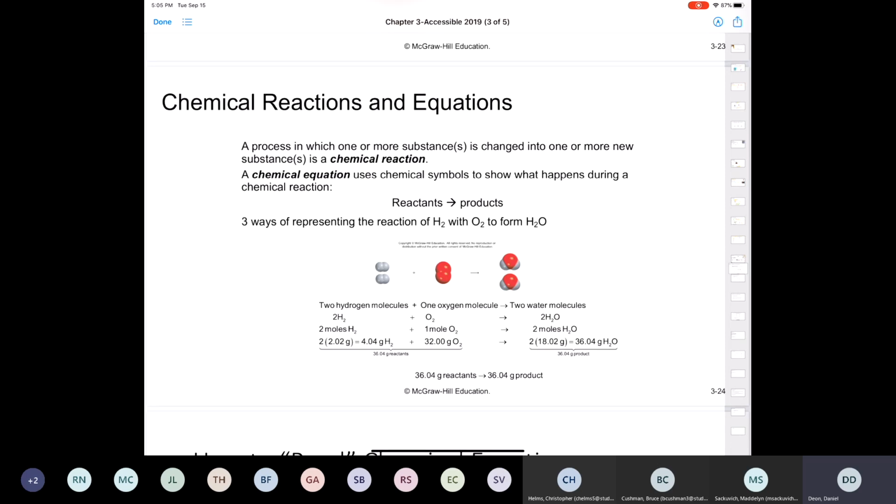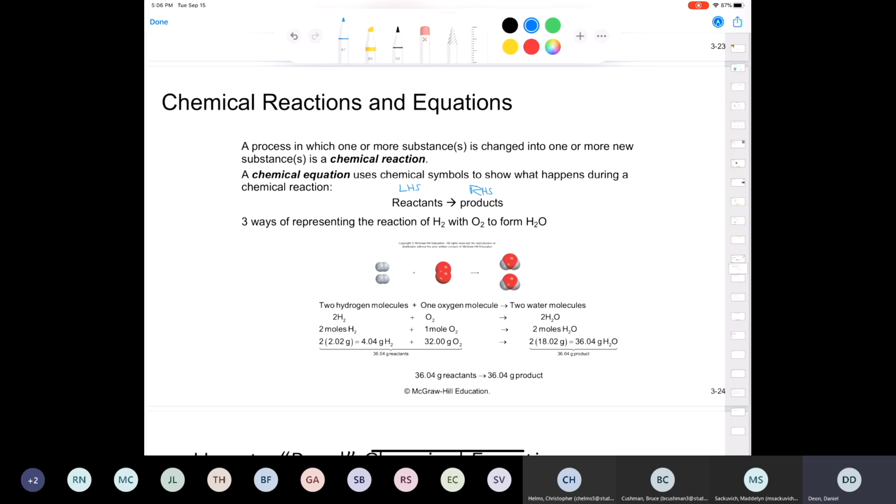So it says here, chemical reactions and equations. And what else does it say? It says a process in which one or more substances is changed into one or more new substances is called a chemical reaction. A chemical equation uses chemical symbols to show what happens during a chemical reaction. Now on the left-hand side, we put the reactants, and on the right-hand side, we put the products.